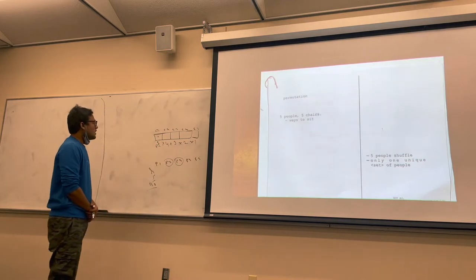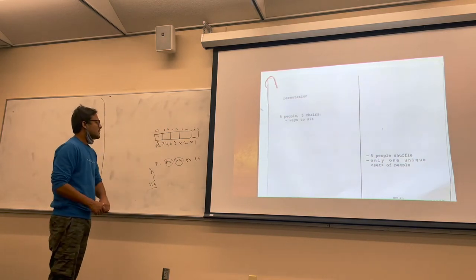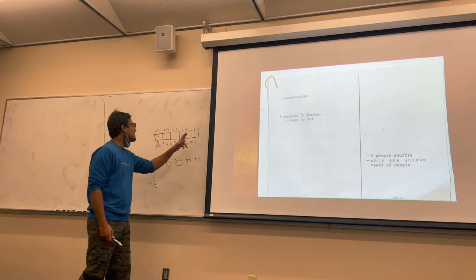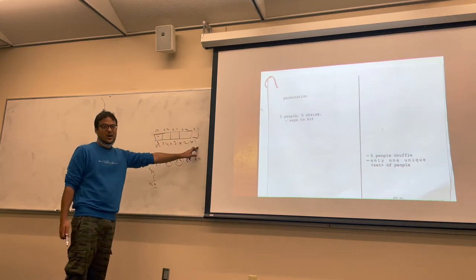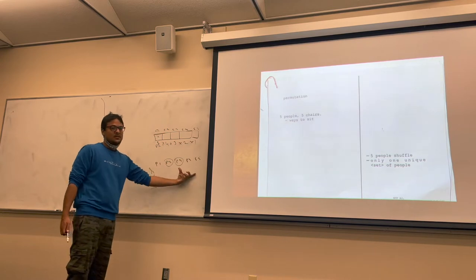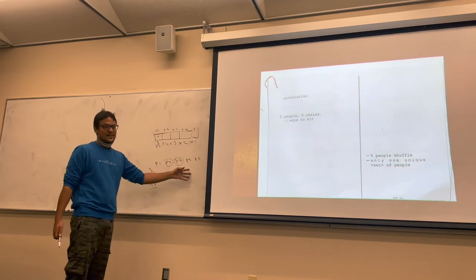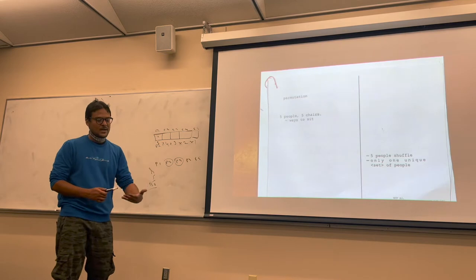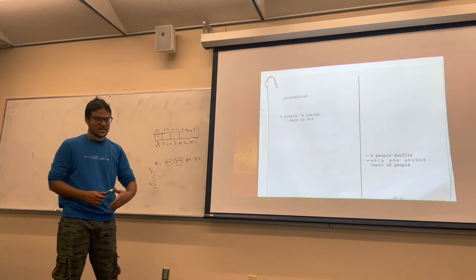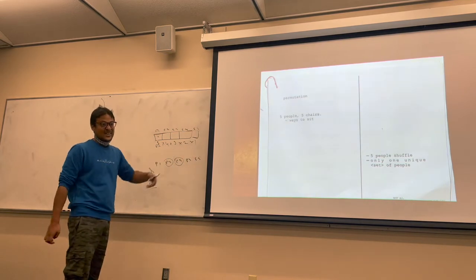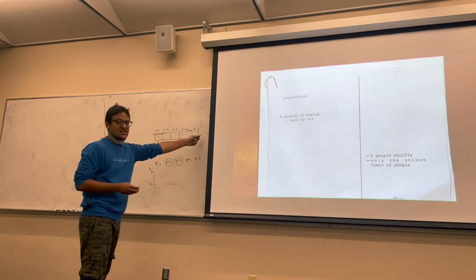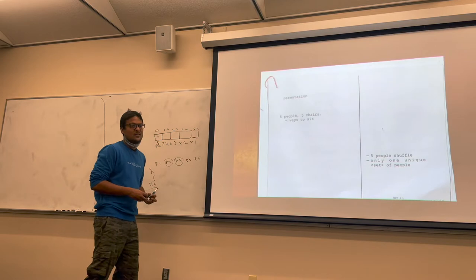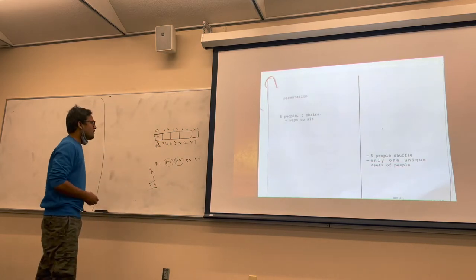So the number of ways in which 5 people can go into these 5 slots is just 5 into 4 into 3 into 2 into 1. You take the number of people, which is 5, and keep on multiplying by 5 minus 1, then 5 minus 2, and so on till 1. Okay. The important point here is that the number of chairs is equal to the number of people. So that's the number of ways.